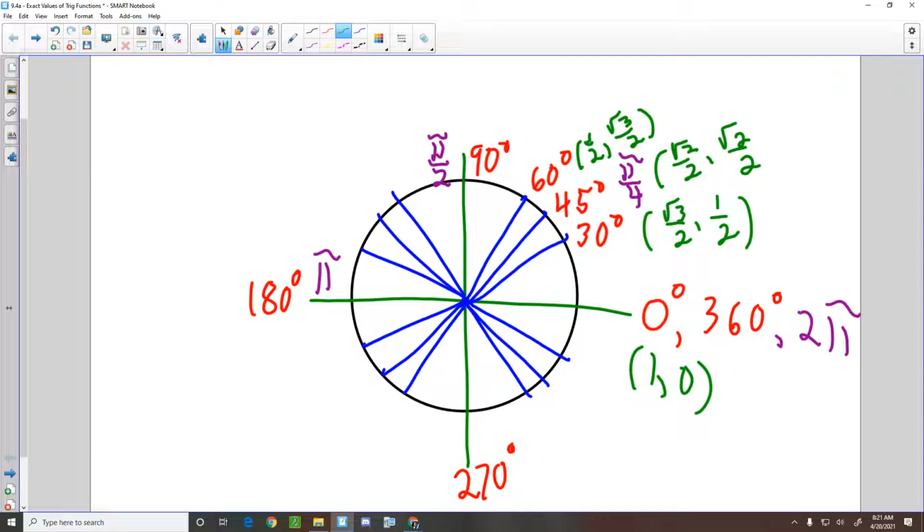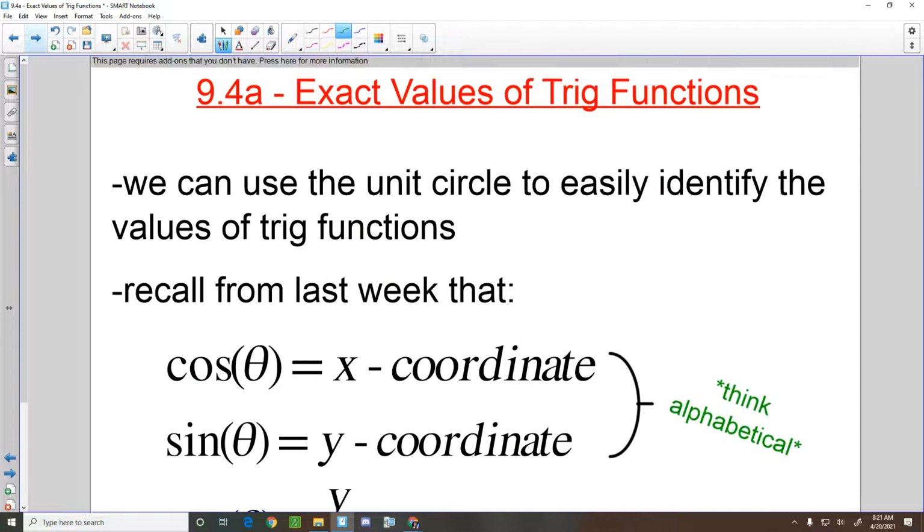So we're going to be applying this today. All right, how is this useful? How are we going to use this to easily determine these trig values super duper quickly? Well, to find these exact values of trig functions, oh yes, you're probably going to want to get a notebook out, everybody, if you haven't yet.